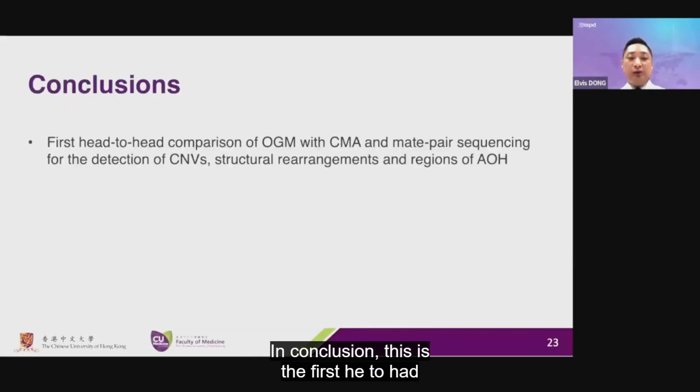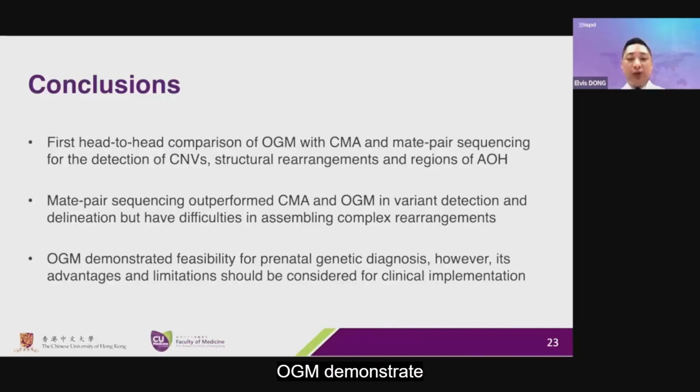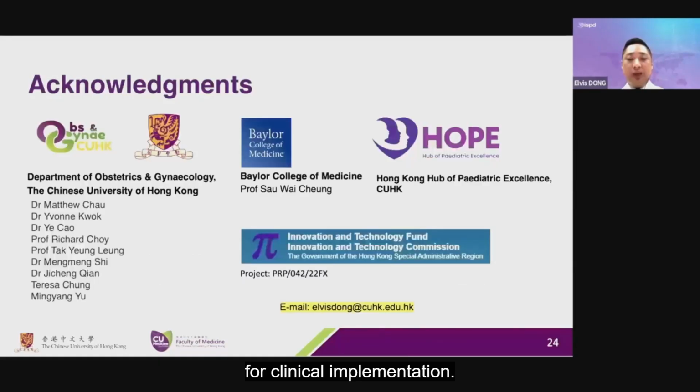In conclusion, this is the first head-to-head comparison of 3 methods in prenatal diagnosis. Mate-pair sequencing outperforms CMA and optical genome mapping in variant detection and delineation, but has difficulty in assembling complex rearrangements. OGM did demonstrate feasibility for prenatal genetic diagnosis. However, its disadvantages and limitations should be considered for clinical implementation.